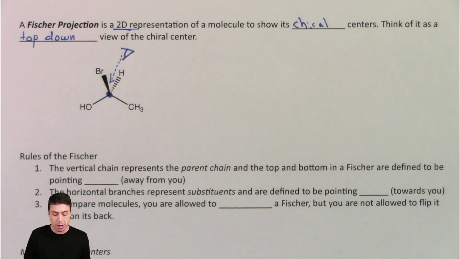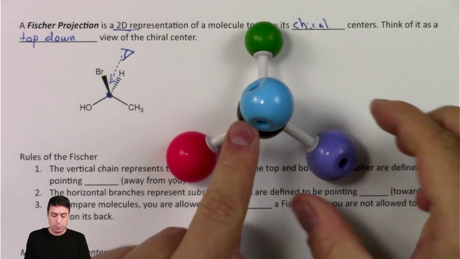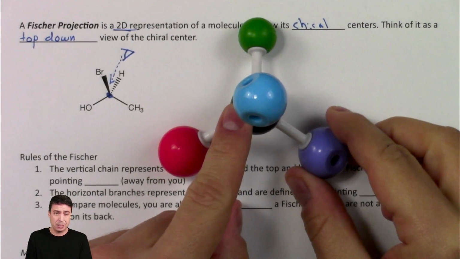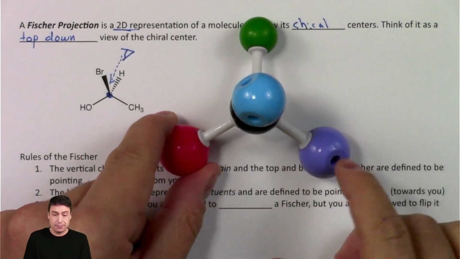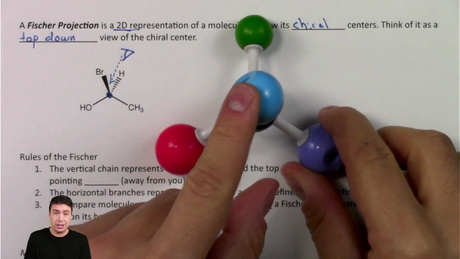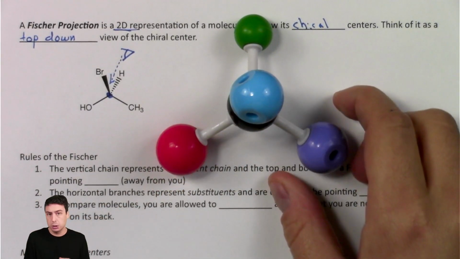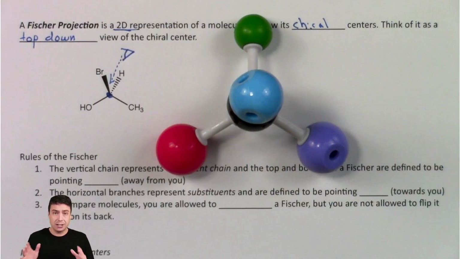So let me show you on the model kit here. I've got the black carbon here in the middle, right? We don't really see that because we're covering it up. I've got the OH, that's my red atom. I've got the methyl, which is my purple atom here. And then up towards our face, that is the blue bromine. And then the H, green, away from you. These colors don't mean anything. I'm just trying to give you nice, pretty colors so you can track what's going on.